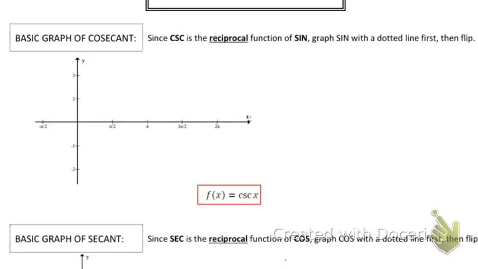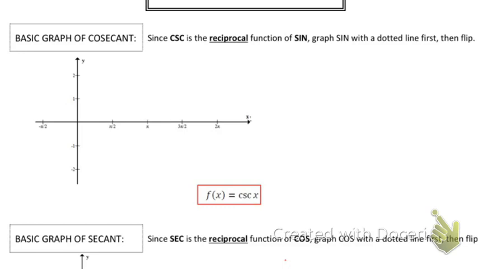Today's lesson is graphing cosecant and secant graphs. If you can graph sine and cosine, you can graph secant and cosecant very, very easily because they are reciprocals, which means they're based on the original graph. So we are going to graph cosecant x.